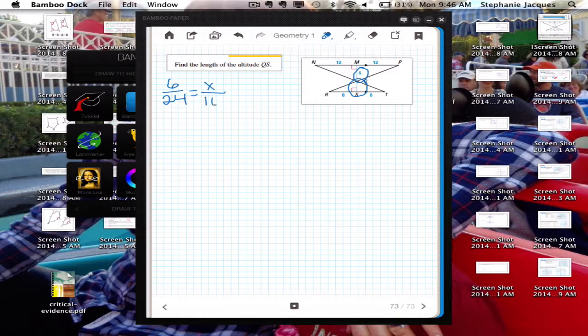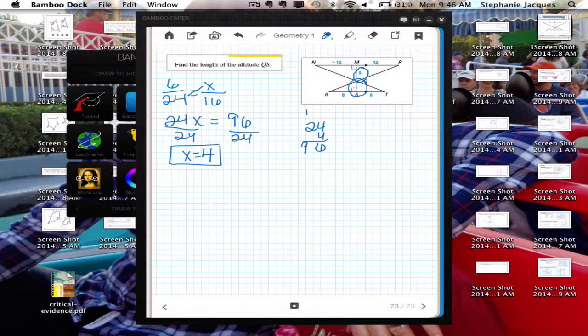So you have 16. And now we'll multiply, so we get 24x equals 96. And then when we divide, we'll have 24 goes into 96. Let's see, 4 times? Yes, because 24 times 4 is 96. So we know our altitude is 4.